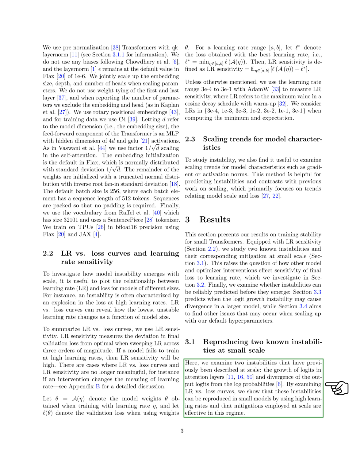We start by reproducing two known instabilities at a small scale: the growth of logits in attention layers and the divergence of the output logits from the log probabilities. We show that these instabilities can be reproduced in small models by using high learning rates and that the mitigations used at larger scales are also effective here.